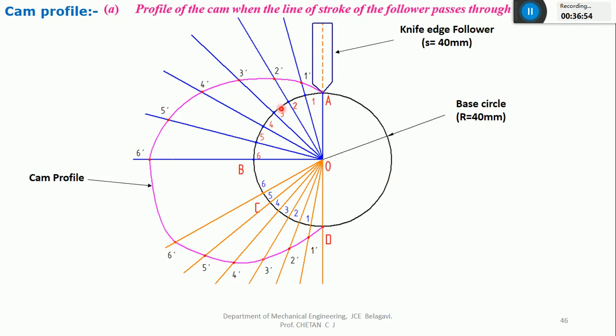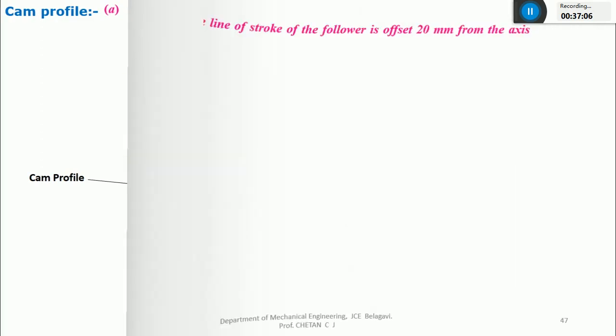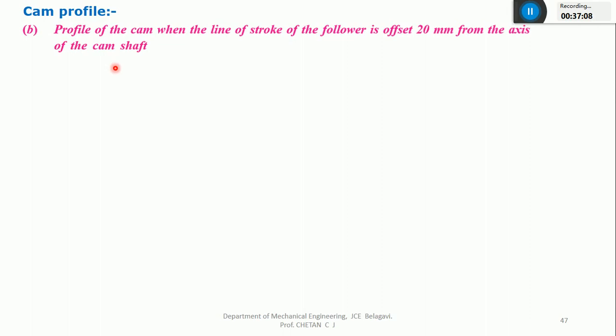So I hope this is clear. I'll take another 5 minutes and I'll go with the second condition. And the second condition is: draw the profile of the cam when the line of stroke of the follower is offset by 20 mm with respect to the axis of the cam.